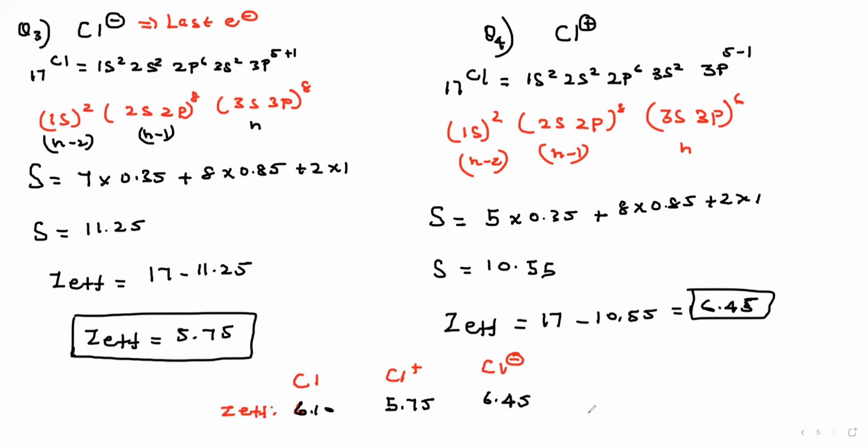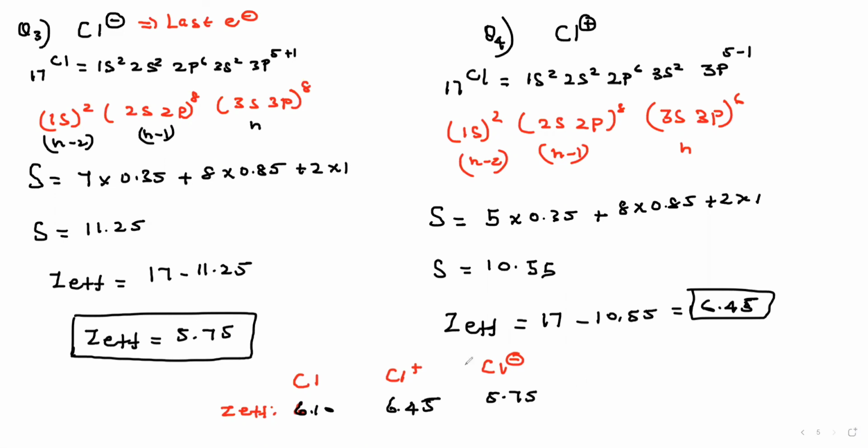Is that effective? The attraction between the nucleus and the outermost orbital, right? Due to Z effective, what is going to happen? The size decreases. You got the point. Now tell me which one has more Z effective. Sorry, for Cl plus, what is the value? 6.45. What is the Cl minus value? 5.75. Okay, the more the Z effective, the more the size is decreased.